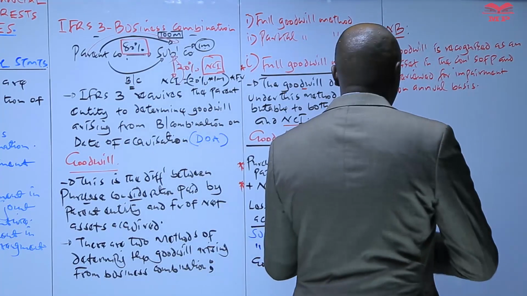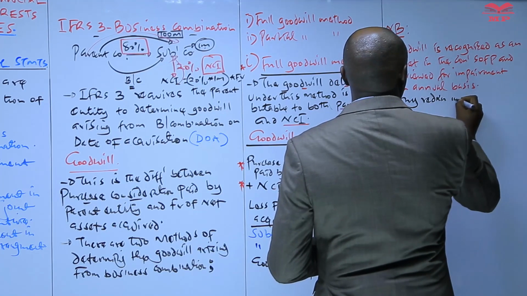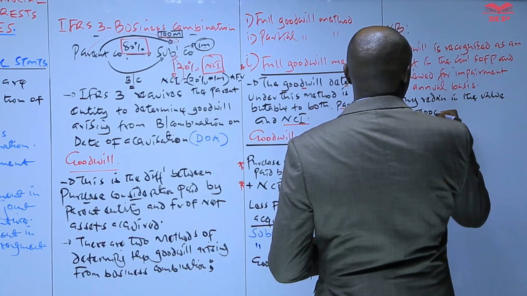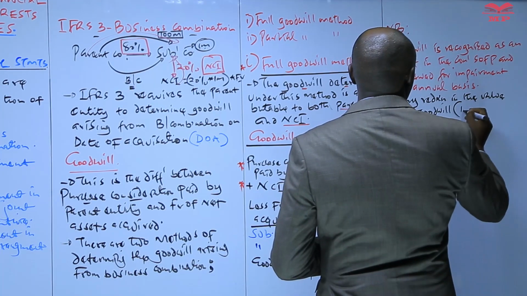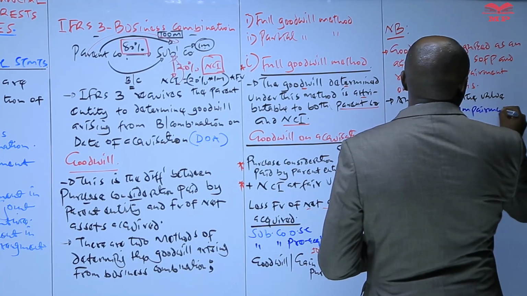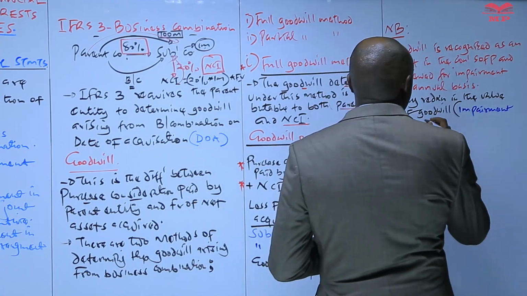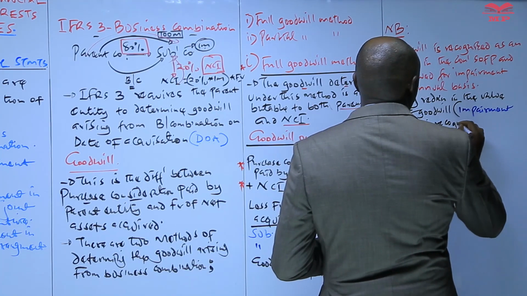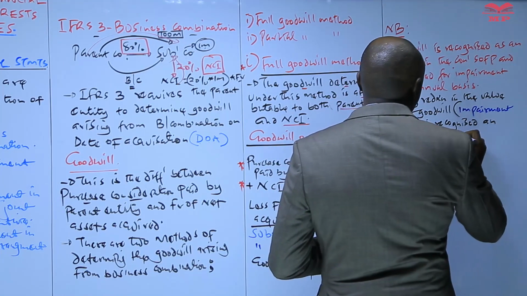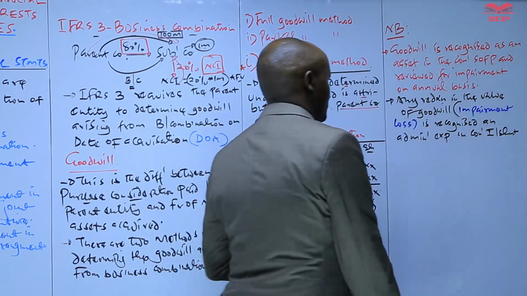Maybe we can also mention that here, and we say any reduction in the value of goodwill, which now is an impairment loss, is recognized as administrative expense in the consolidated income statement. Consolidated income what?